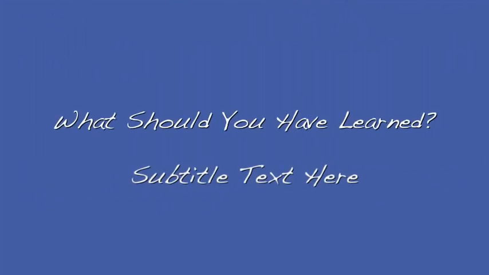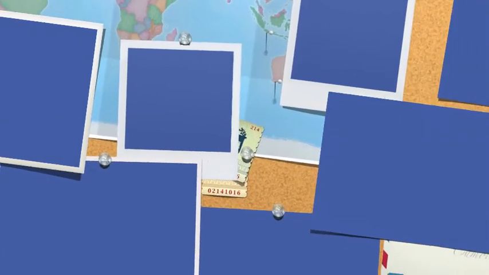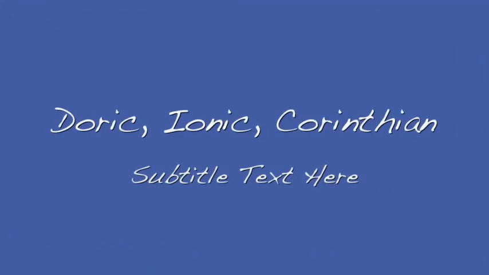Now let's review what you should have learned so you will be ready to do activities and answer questions about this subject. The basic names of the three Greek columns are Doric, Ionic, and Corinthian. Make sure that you remember these three names.